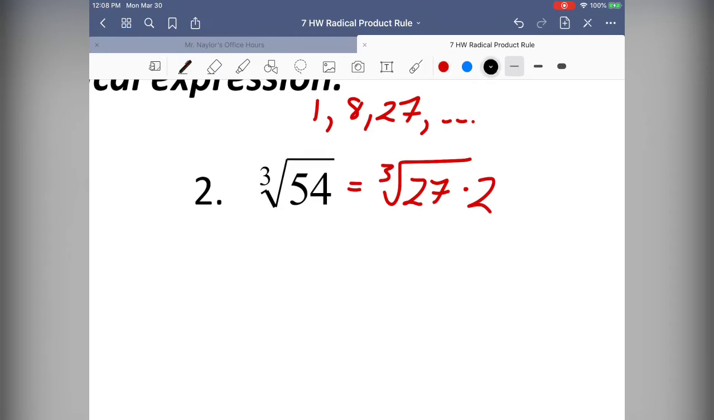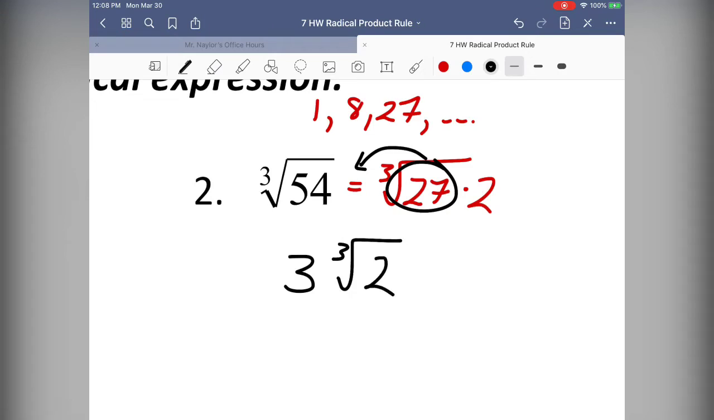So now we're able to take out this 27. Now when you take out 27, you do the cube root of it. And that, of course, would turn out to be the number 3. It leaves behind the cube root of 2, so we get 3, the cube root of 2.